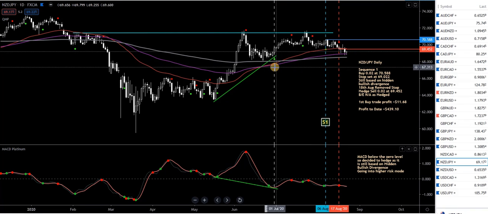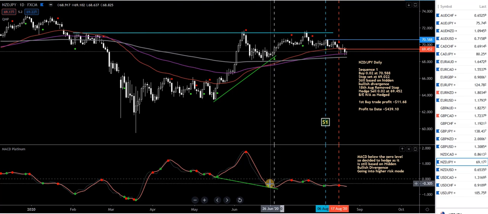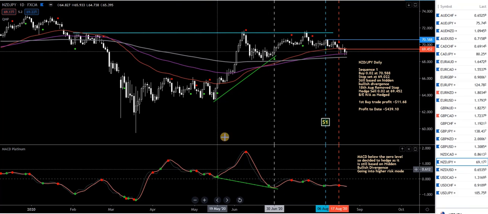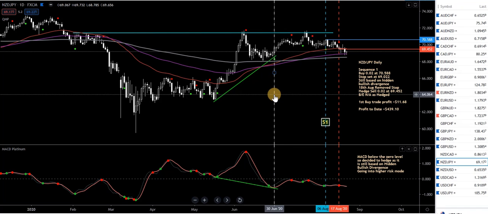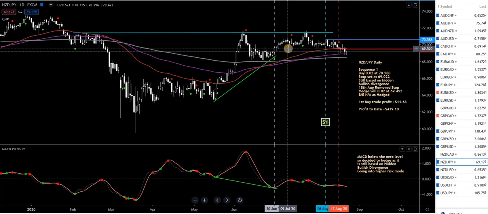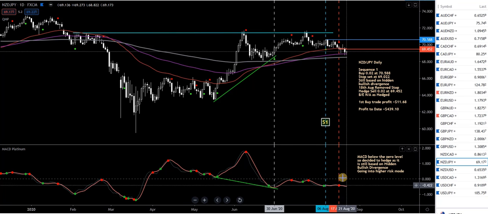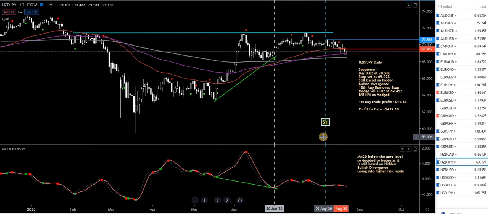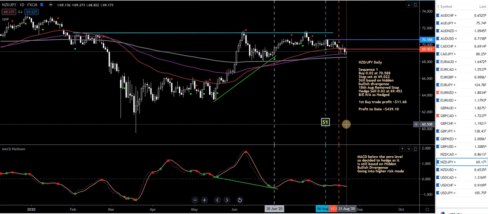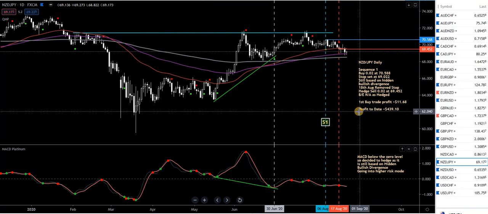Now the reason I took that is because the initial buy entry here was based on hidden bullish divergence. So that's why I've drawn that line there. So this has remained underneath the zero level in the MACD Platinum the whole time, so I'm happy to try and work my way out of this sequence. My second, now looking for a new buy signal, and I'll go in with a bigger position size.